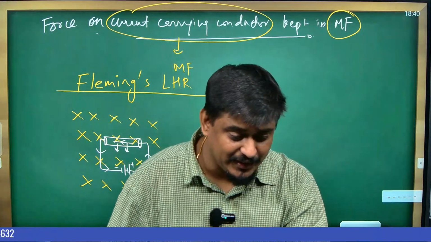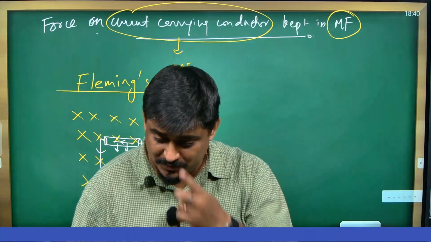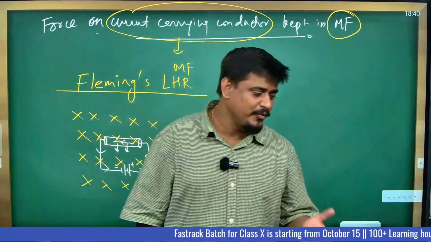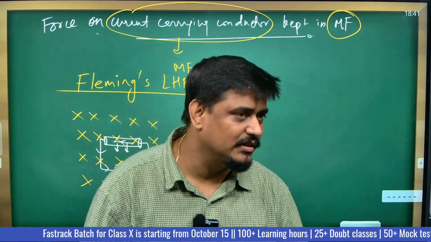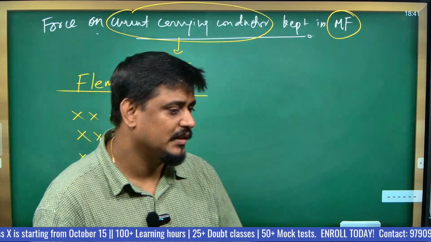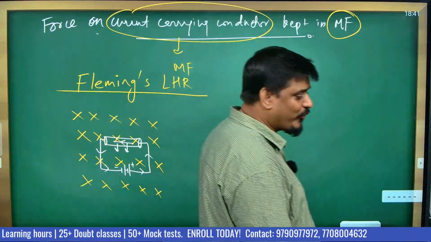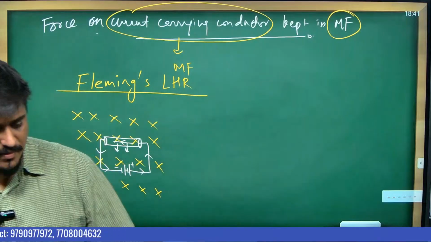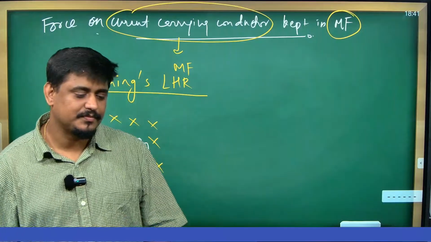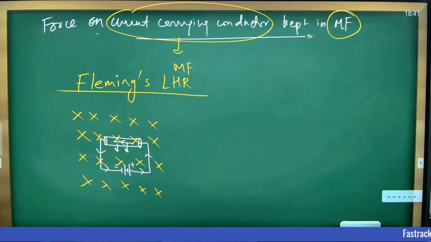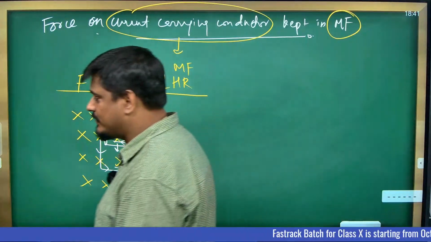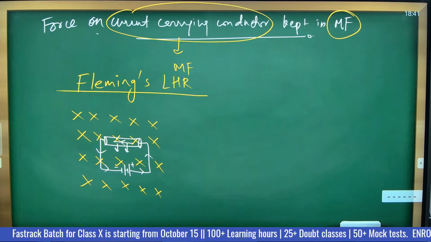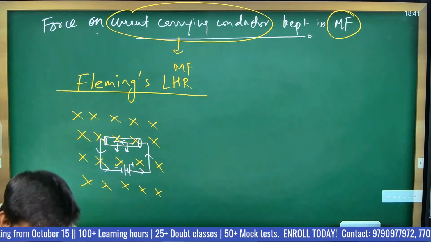Please, please, please. The question was being given, right? If an electron moves from top to bottom in a region where the magnetic field is moving from left to right, in which direction will the electron get deflected?